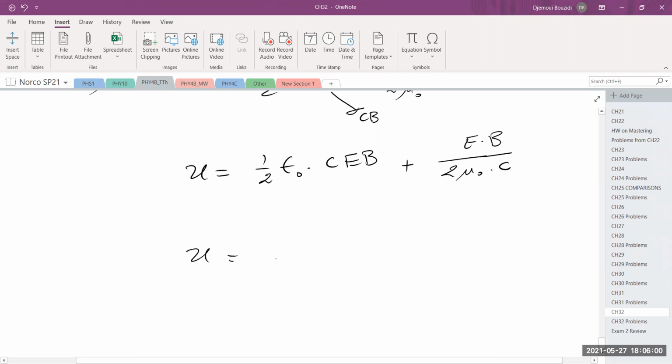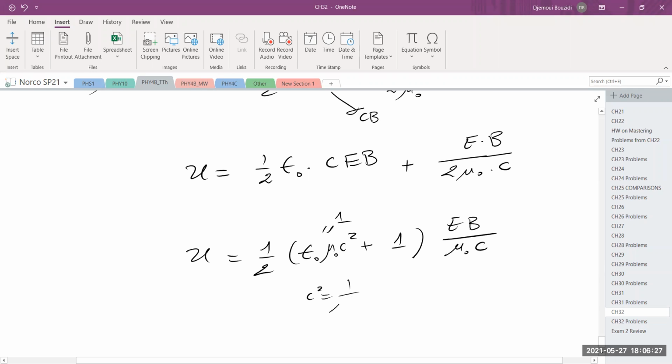So the energy density u is going to be equal to, first of all, the factor 1/2, which is out completely now, times what is left in here, which is 1, because I already took EB over mu naught c, and 1/2. So I'm left with nothing but 1 in here. But in here, I have epsilon naught times mu naught times c squared. And this number also is 1, because c squared is equal to 1 over mu naught epsilon naught. So this is 1 plus 1. This is 2, actually. The sum of this is 2. Divided by 2 is 1.